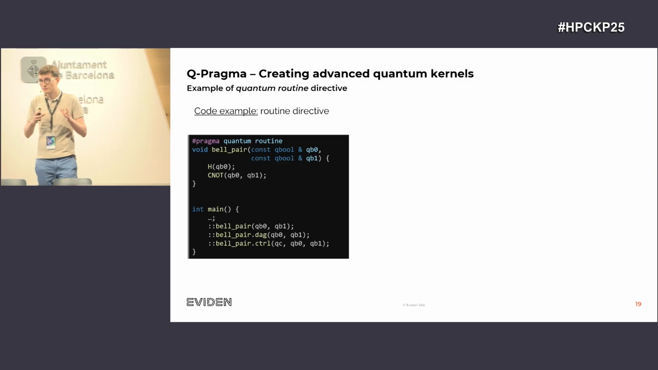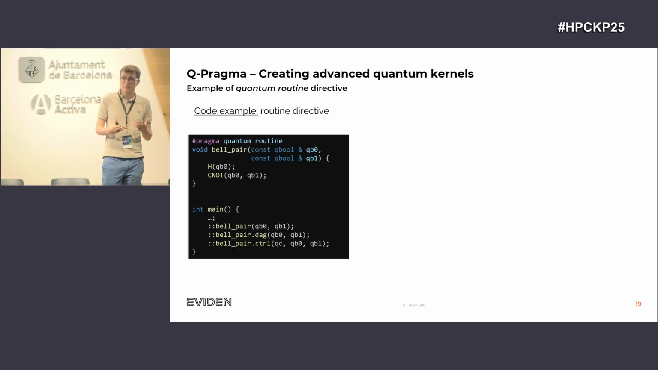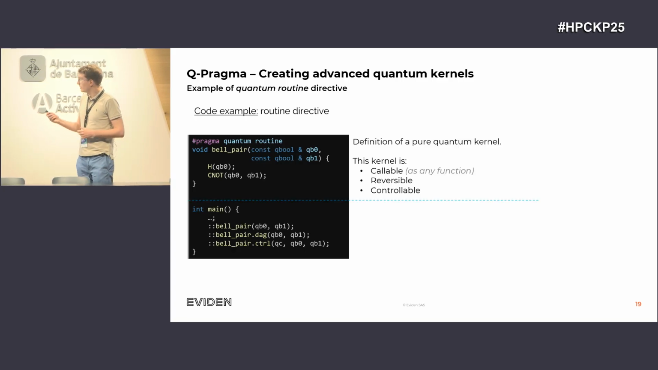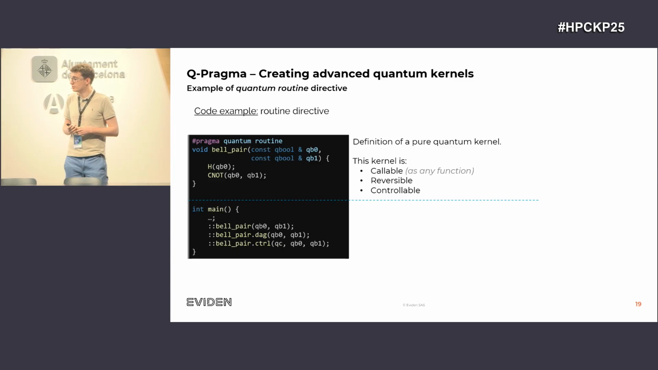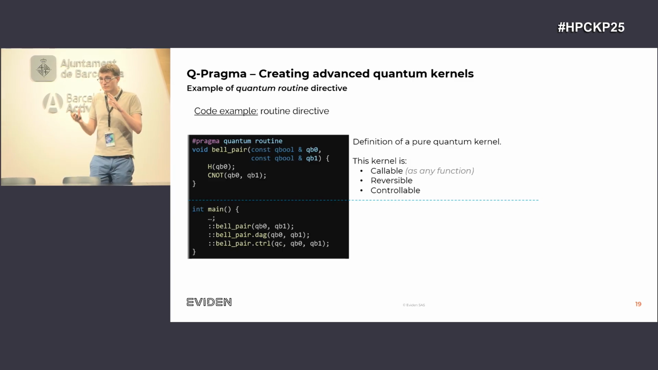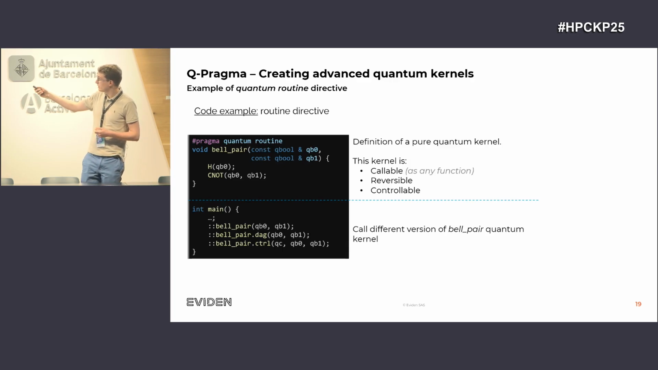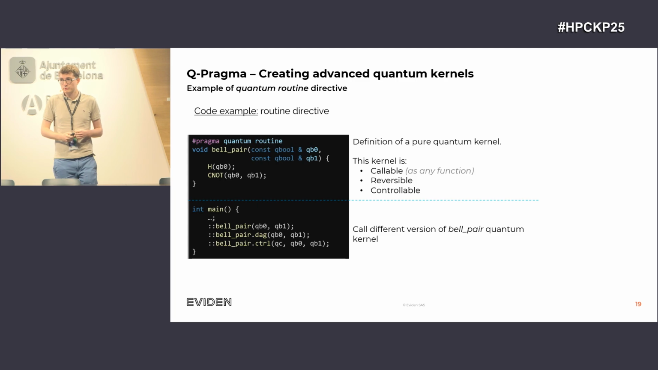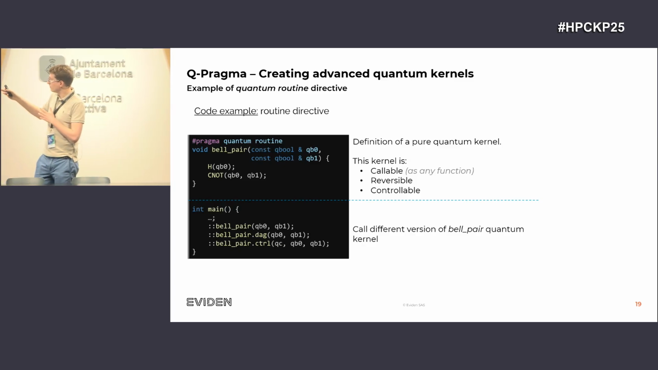You can create a quantum kernel using the Pragma quantum routine. You will use the same syntax as a C++ function. So here you create a kernel, and a kernel is callable as any C++ function. You can have an inverse version of this kernel, because a kernel is reversible, and you can also control this kernel. Here are some examples of how we use this kernel: we can call it as any C++ function, call an inverse version, which is a .dag, and apply a control version of this kernel.